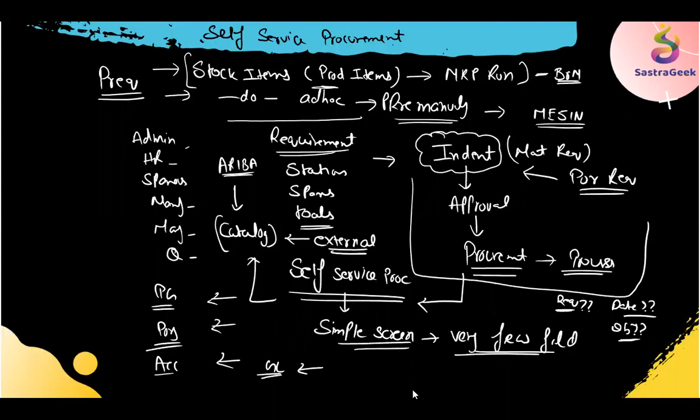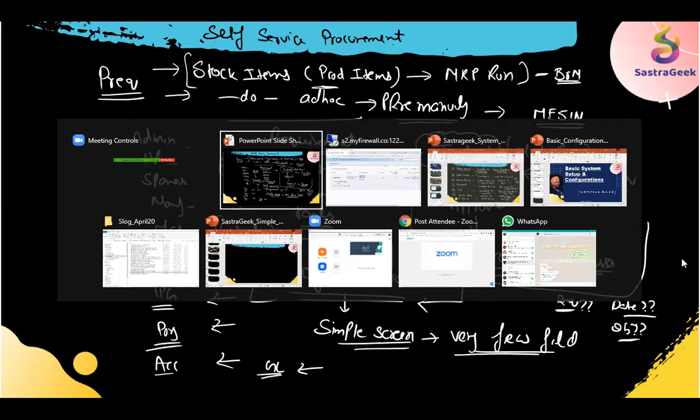Any other question, guys? Okay, if you don't have any other question, I will quickly show you the self-service procurement part and how it is going to happen. Let's go into the system. We have a separate node for that.